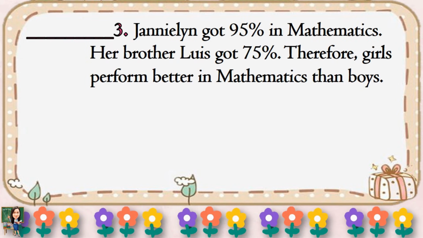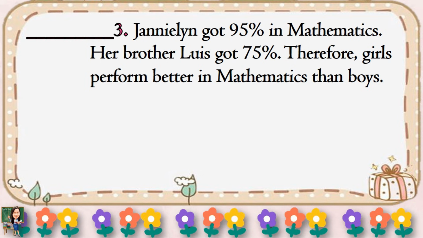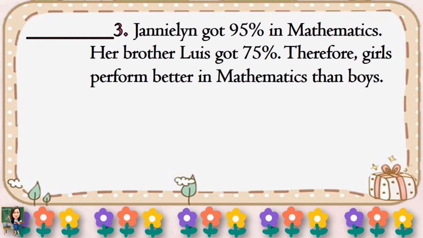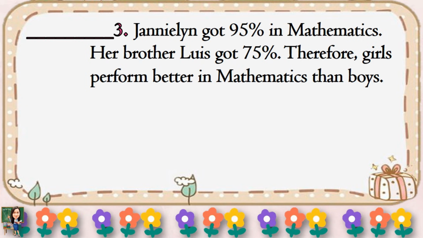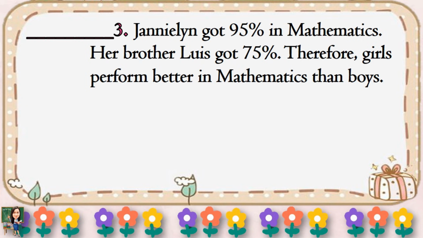Number 3. Janilyn got 95% in mathematics. Her brother Luis got 75%. Therefore, girls perform better in mathematics than boys. Is the statement correct or incorrect? Very good. The answer is incorrect.